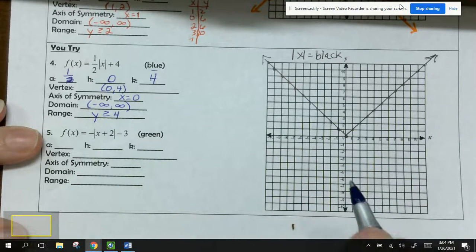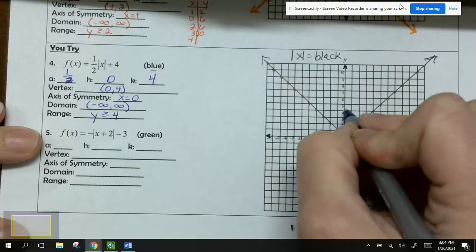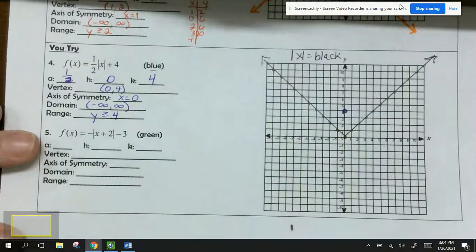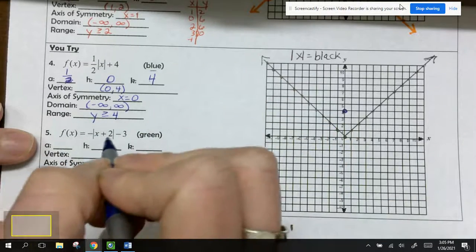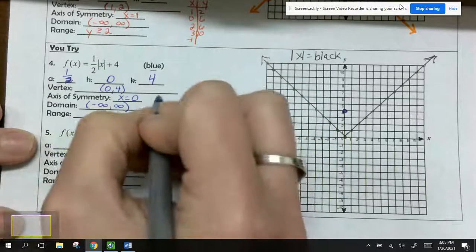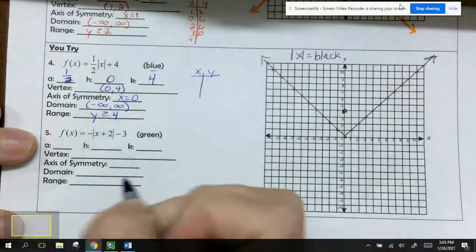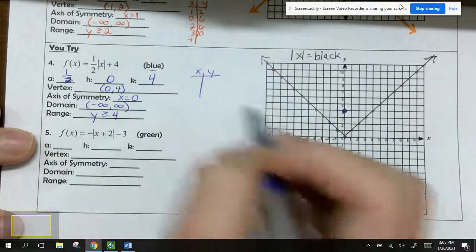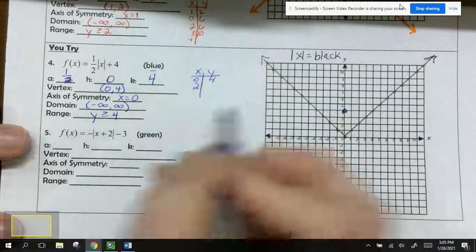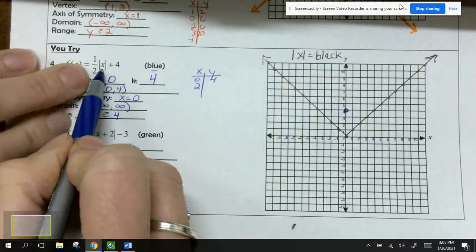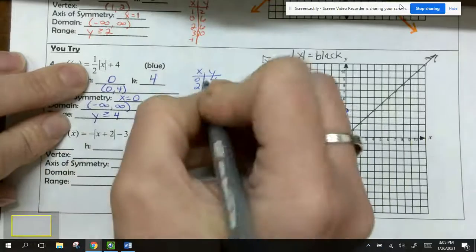Okay? Now we're going to graph this. So my vertex is at 0, 4. That's my vertex there. Okay? Now, for this one, I'm going to do a little T-chart. I've already graphed 0, 4. So let's try, what if we go to 2? Okay? I'd put a 2 in there. The absolute value of 2 is 2. Half of 2 is 1, and 1 plus 4 is 5.